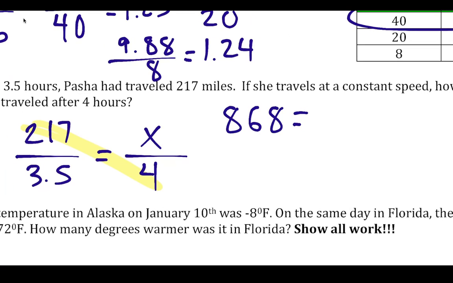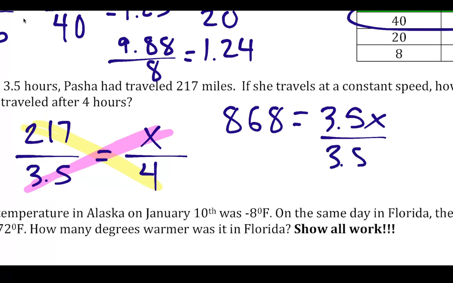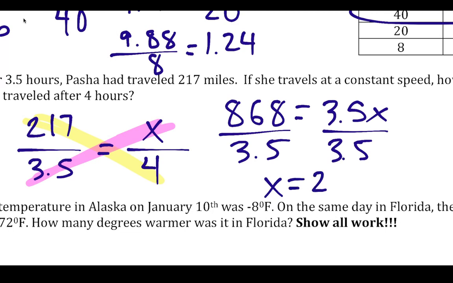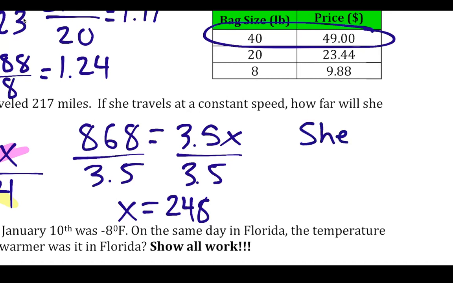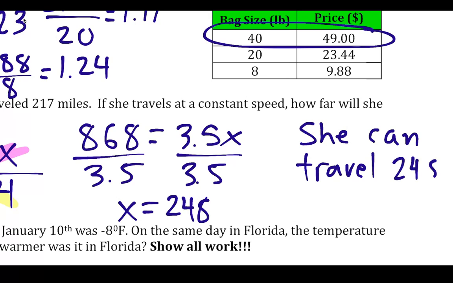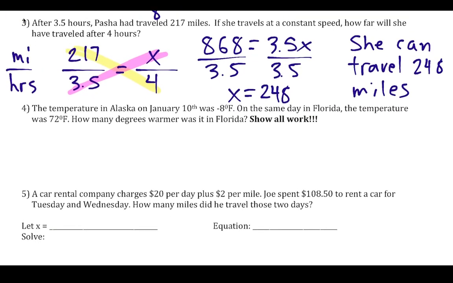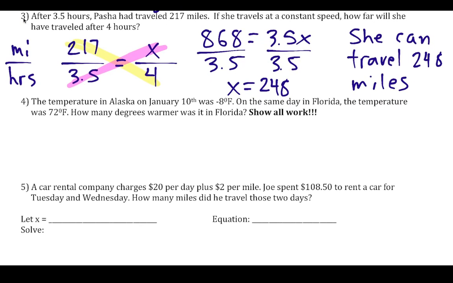868 is equal to 3.5x. That was the other cross multiplication, this one, 3.5 times x. Now I'll divide by that coefficient, 3.5. So 868 divided by 3.5. X is equal to 248. So she can travel 248 miles.